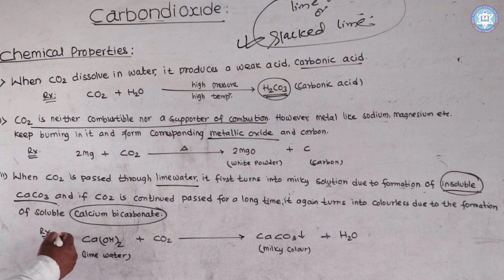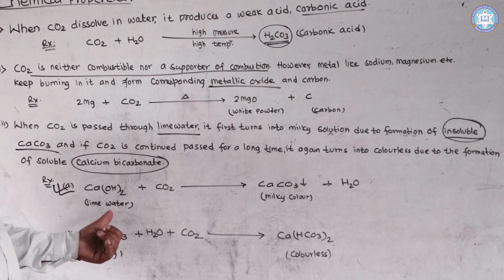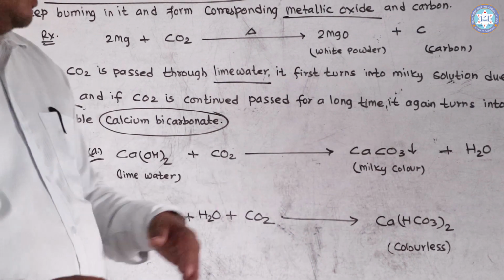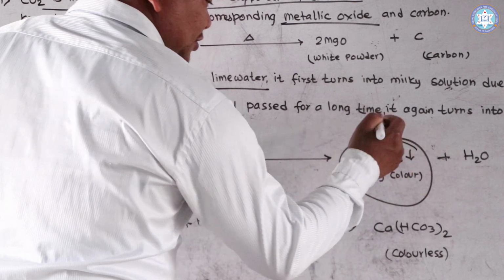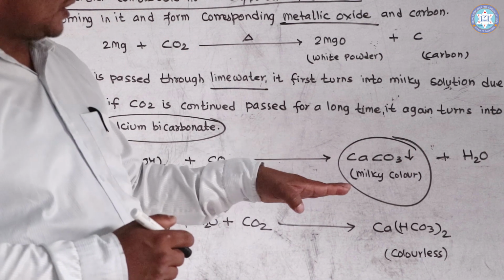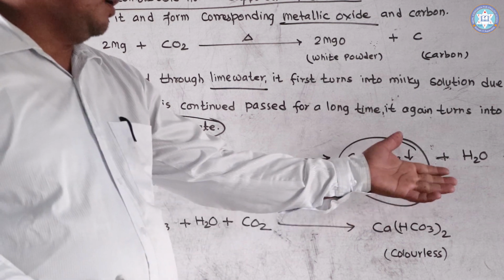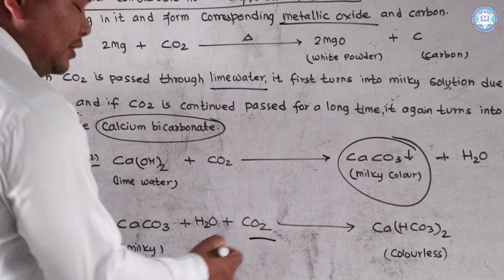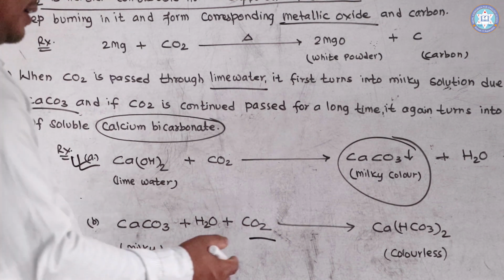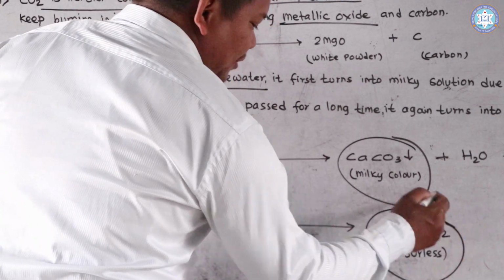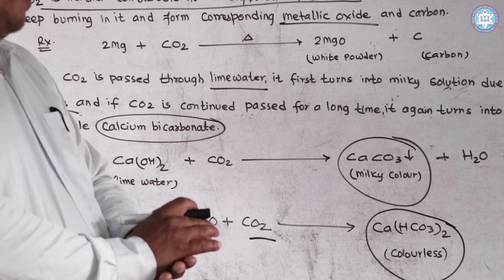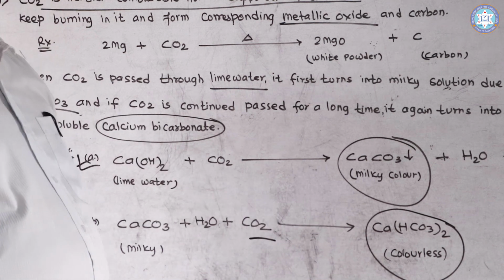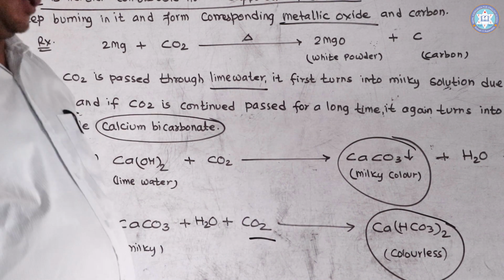Here the reaction is shown on the board: calcium hydroxide and carbon dioxide gas produce calcium carbonate, which is deposited at the bottom as a precipitate, milky in color, and water is formed. When this reaction occurs for a longer time in the presence of carbon dioxide gas, another compound, calcium bicarbonate, is formed, which is dissolved in the solution, so no color is seen.